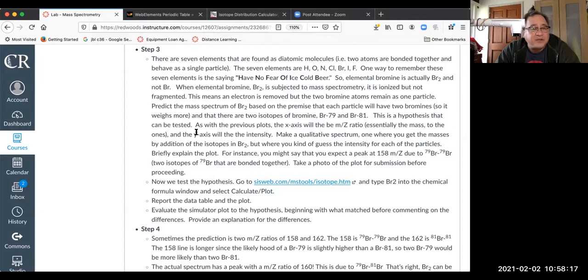Predict the mass spectrum of Br2 based on the premise that each particle will have 2 bromines, so it weighs more, and that there are 2 isotopes of bromine, 79 and 81. Actually, I should rewrite this a little bit. I want you to make a guess as to the spectrum, but let's take a look at the spectrum.